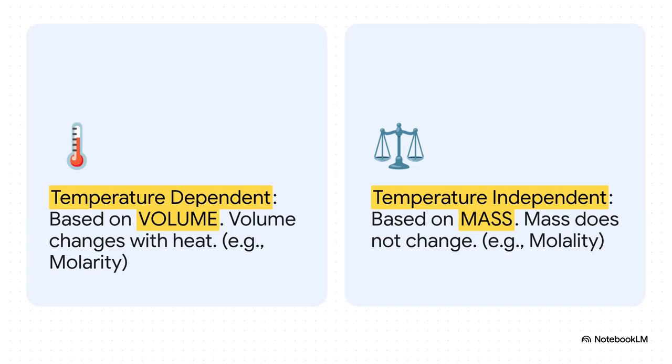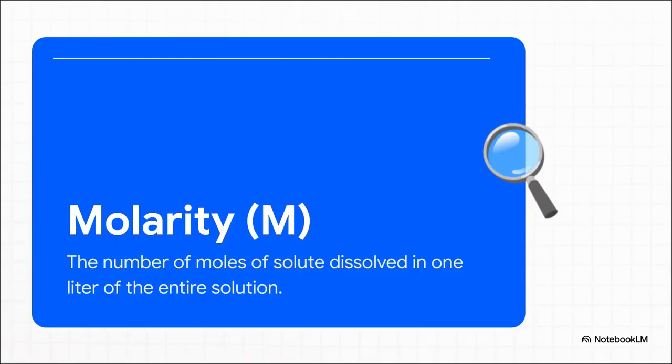Anything that's based on volume is temperature dependent. Why? Because volume expands and contracts with heat. But anything based on mass is temperature independent, because an object's mass doesn't change. This distinction is absolutely huge for your exams. First up, we have molarity with an R. This measures the moles of solute per liter of the entire solution. See that word, liter? That's a unit of volume, which means if you heat the solution up, the volume expands and the molarity will change.